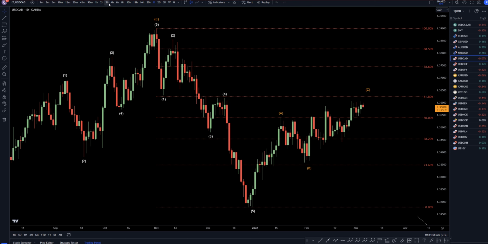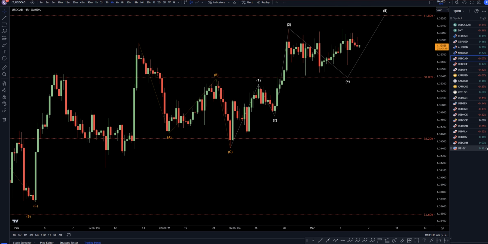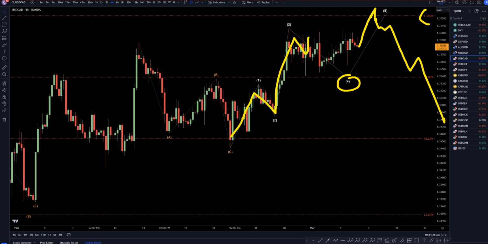So taking it down to the 4 hour time frame, I mean, it definitely looks like a 1, 2, and this is probably a 3. Still think that this is a 4, and I still think it needs to go up at least one more time to make a wave 5, touch that 61.8, maybe even overshoot it a little bit, spike above it. And at some point, I think it's actually going to end up continuing back down.